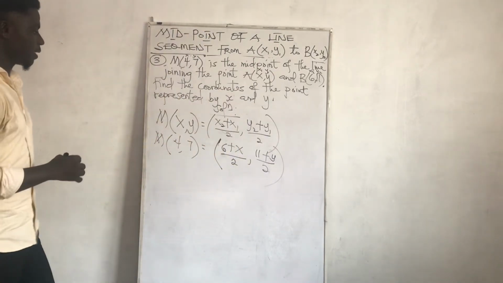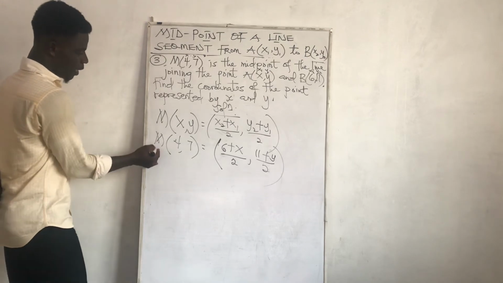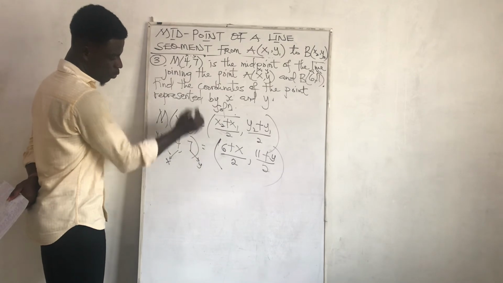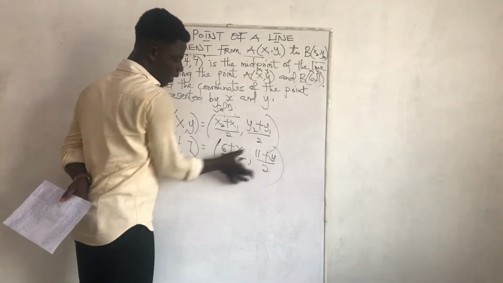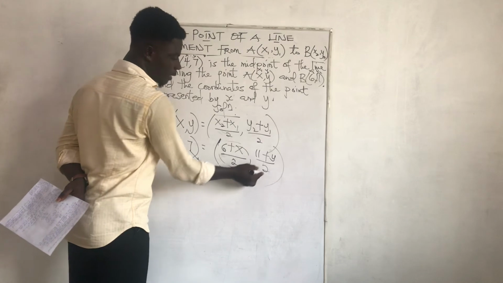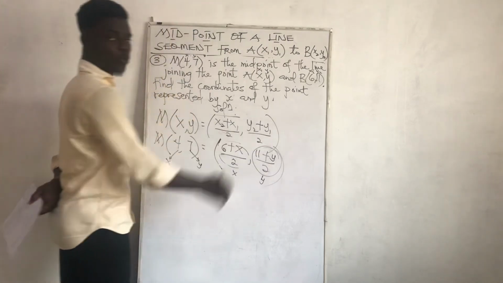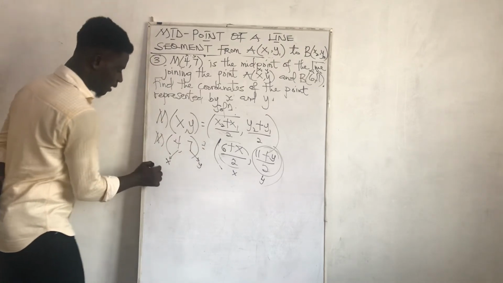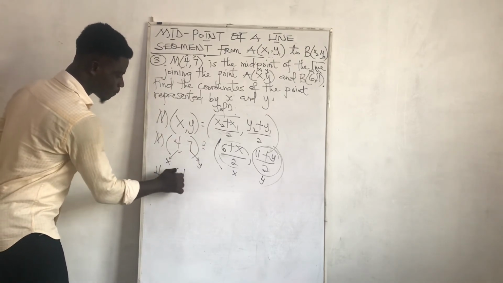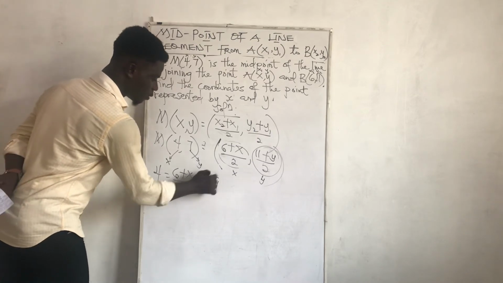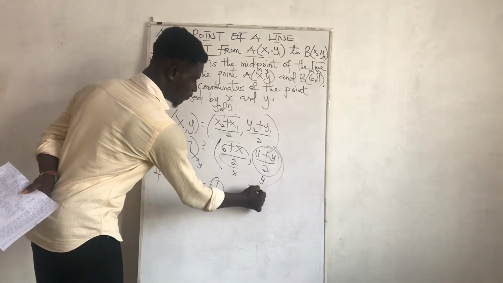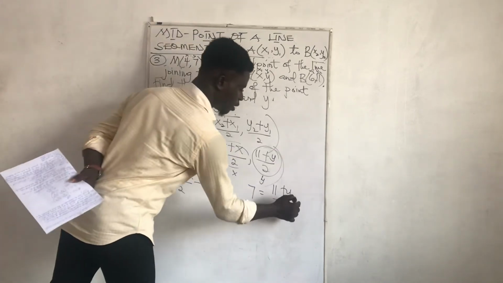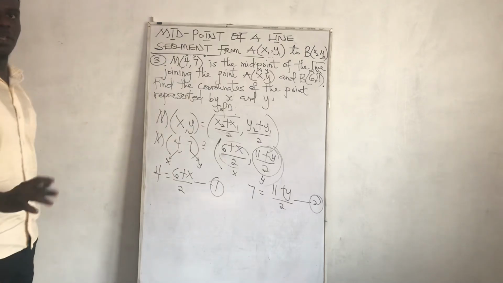So we have it as that. So now, midpoint M, which is (4, 7). We know that this one is the x coordinate and this one is the y coordinate, right? And here, for the midpoint formula, this is the x coordinate and this one is the y coordinate. So now we can equate them. So 4 should be equal to (6 + x)/2. That's equation 1. Then also 7 must be equal to (11 + y)/2. That's equation 2. I believe you understand that.